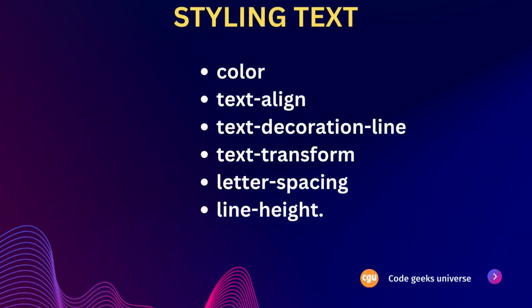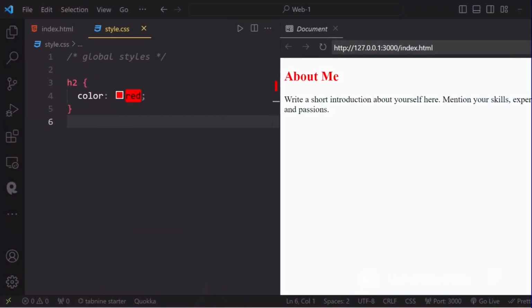In this video, we will cover these CSS text properties: color, text-align, text-decoration-line, text-transform, letter-spacing, and line-height. And the first one is the color property. The color property in CSS is used to determine the color of text. We can specify the color using three different methods.